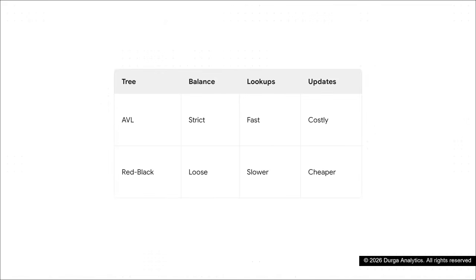An AVL tree enforces a really strict balance. Because it keeps the tree as mathematically short as possible, your lookups are incredibly fast. The catch?